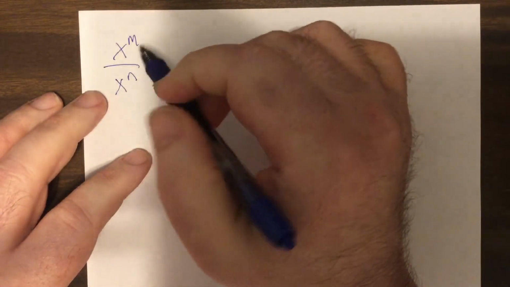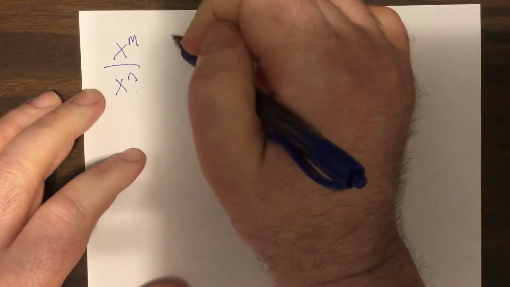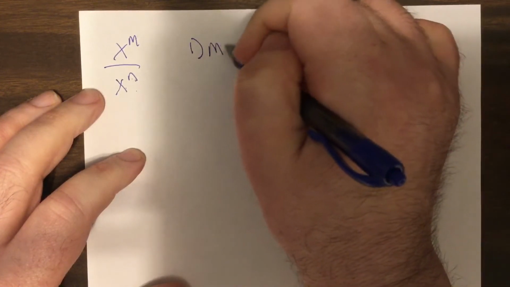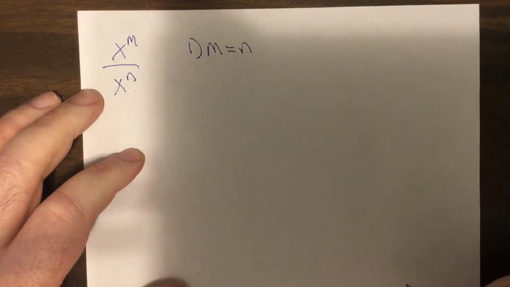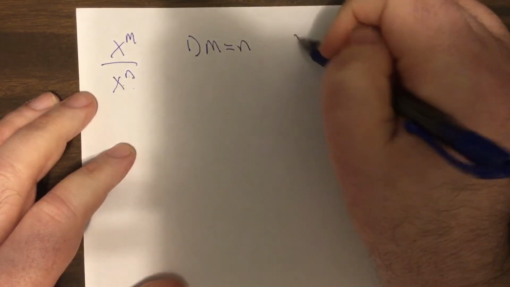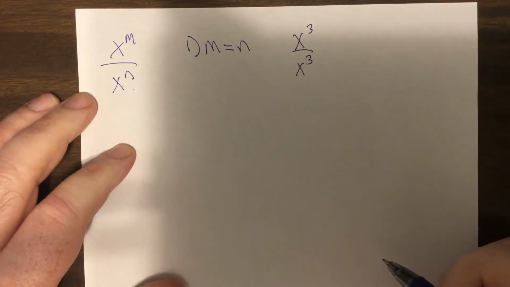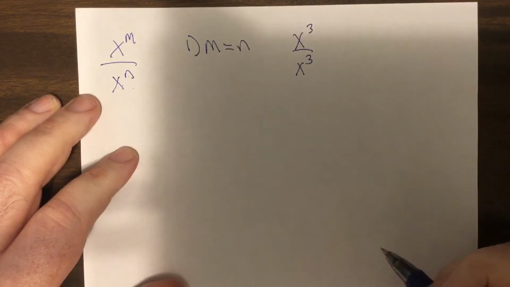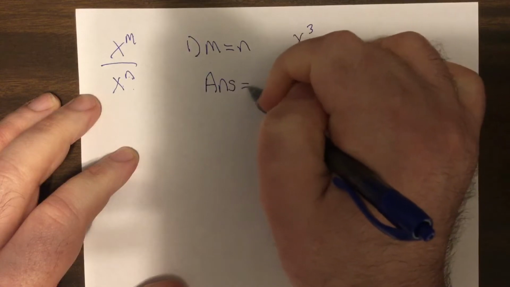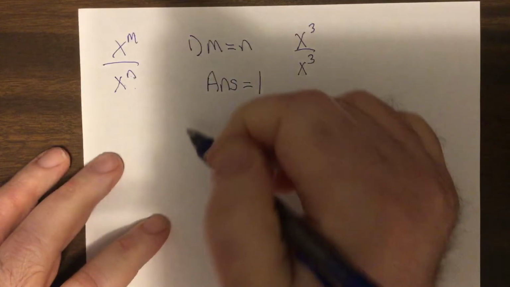So 3 things can happen when you're dividing 2 things same base with laws of exponents. 1, what if the powers are the same? Well, that means you're dividing something by itself. So for example, x cubed divided by x cubed. So anything divided by itself is 1, except of course 0. You can never divide by 0. So the answer is just 1 whenever you're dividing something by itself.